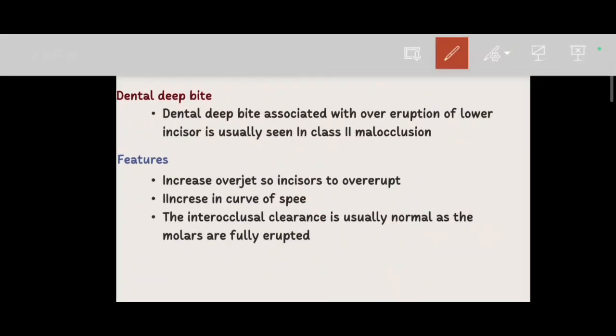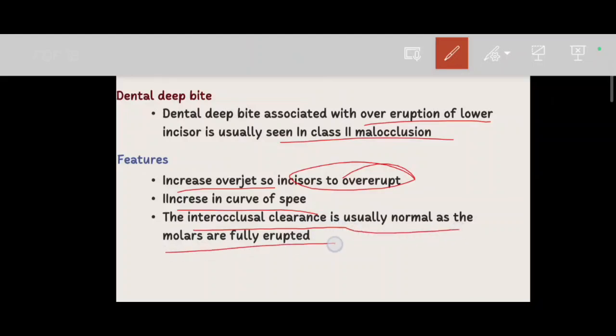Another classification is dental deep bite. Dental deep bite is usually associated with over eruption of the lower incisor, which is usually seen in Class 2 malocclusion. Features of dental deep bite: first one is increased overjet, so the incisors over erupt. Second is increase in the curve of Spee, so the curve becomes deeper. Third, the interocclusal clearance is usually normal as the molars are fully erupted.